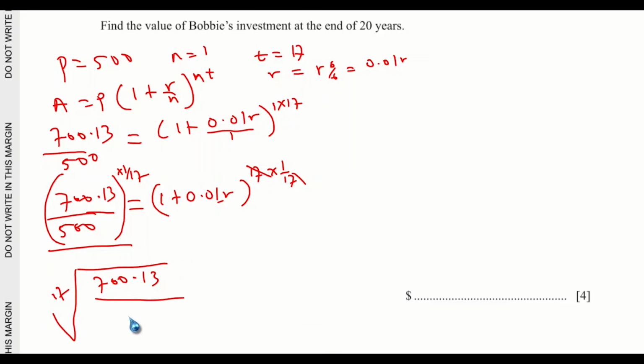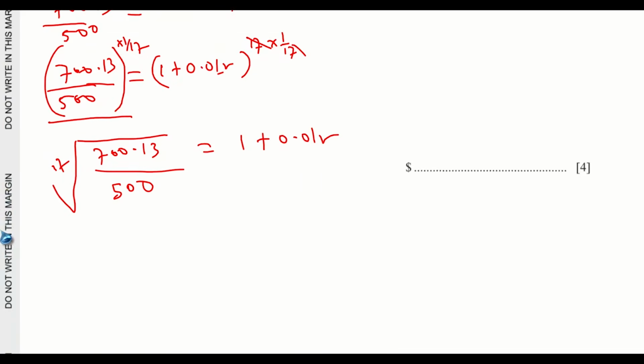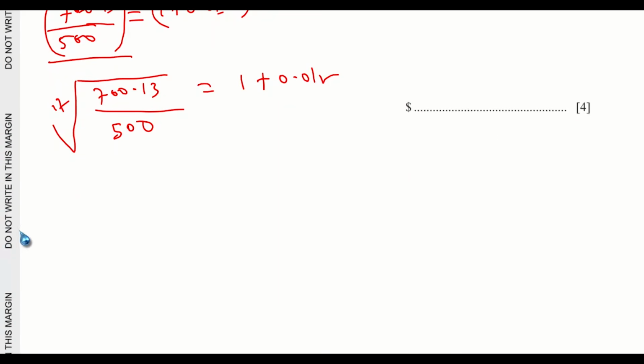So I'll put 17 here into 700.13 over 500, then equals 1 plus 0.01r. Okay, so you can actually input this into your calculator, and that will give you 1.0200 like that, then equals 1 plus 0.01r.